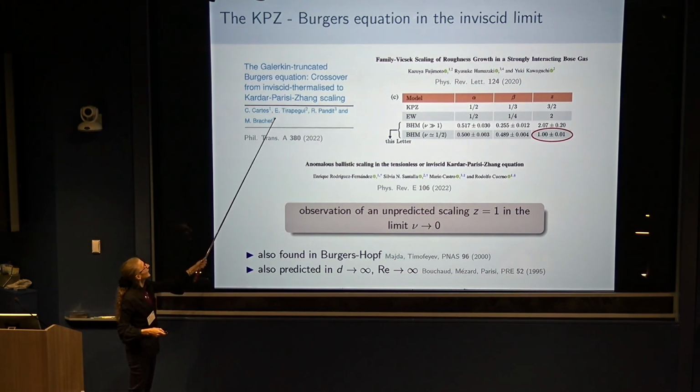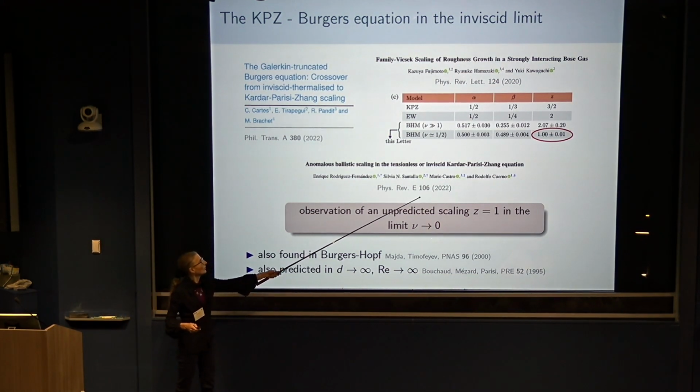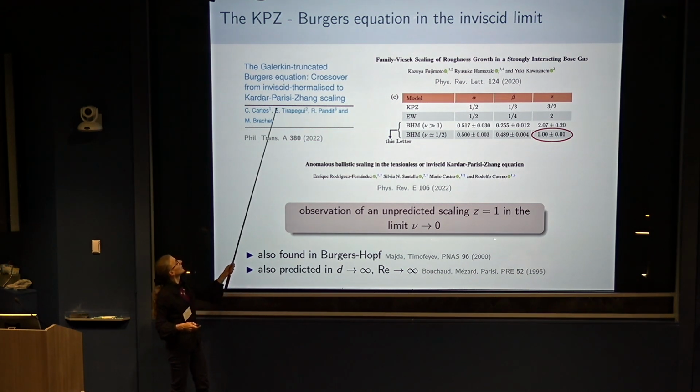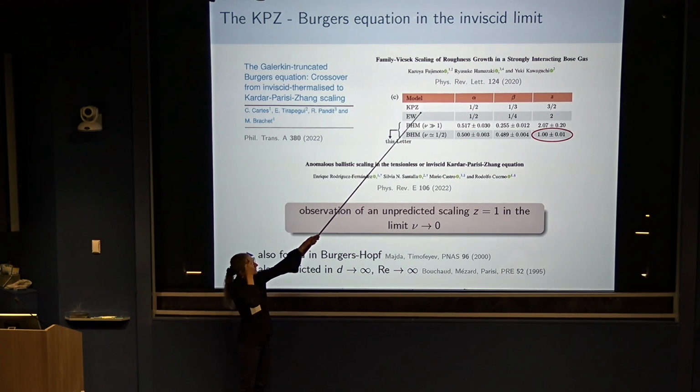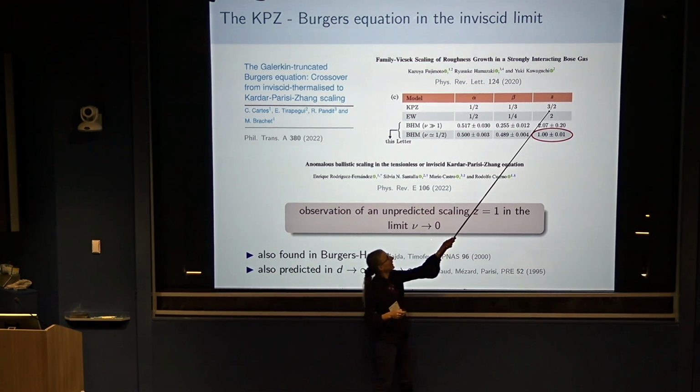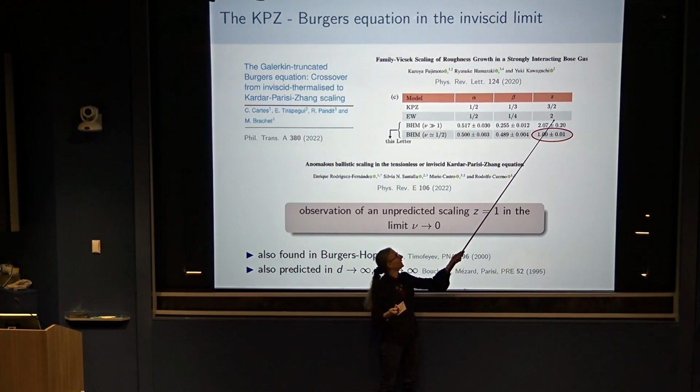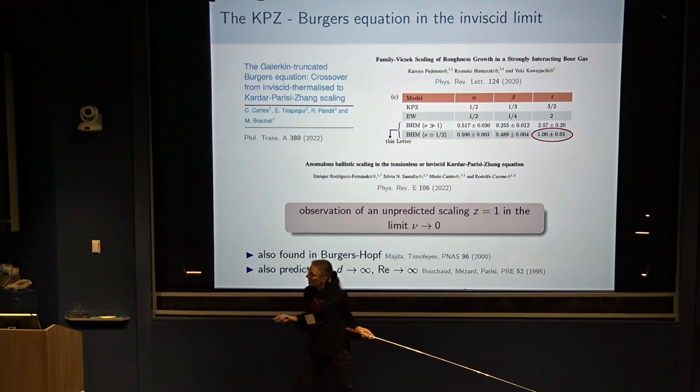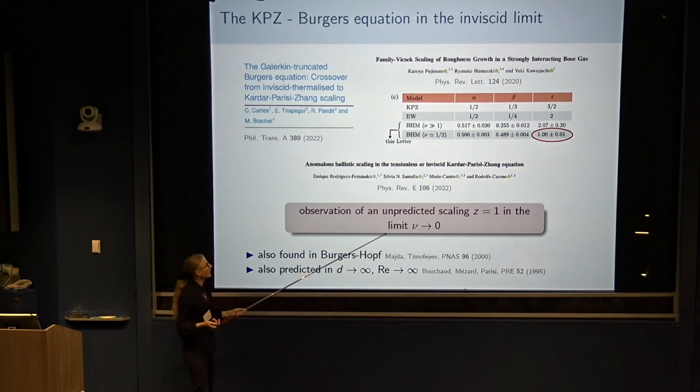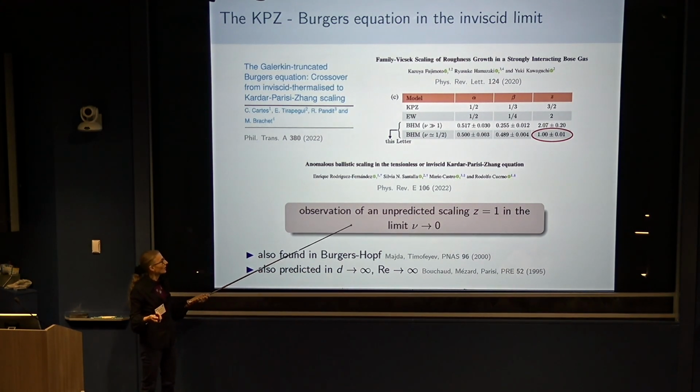And the surprise came from three different papers around 2022, where they look either at KPZ Burgers or at a quantum system that belongs to KPZ. They look at the inviscid limit, so infinite Reynolds number, if you want. And what they found is that besides the superdiffusive exponent that you expect, and the Edwards-Wilkinson one, there is another one, which is z equal 1, and which is completely absent from the exact solution. So it was not explained. And the question is, where does this exponent come from?